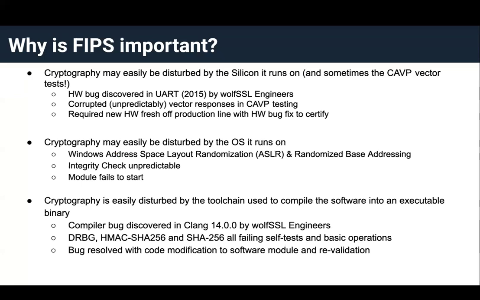And then finally, cryptography is easily disturbed by the tool chain that's used to compile it. We discovered this in the transition from Clang 13 to Clang 14. There was a bug in the compiler that was optimizing out global variables. So as we were doing a SHA-256 final operation, the compiler was optimizing out the temporary hash value that we had up to that point through a series of updates. And then when we did the final hash operation, the hash came out as all zeros because it got cleared by the optimization settings in the compiler.